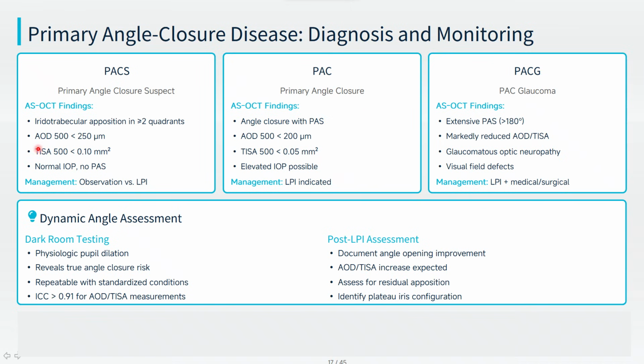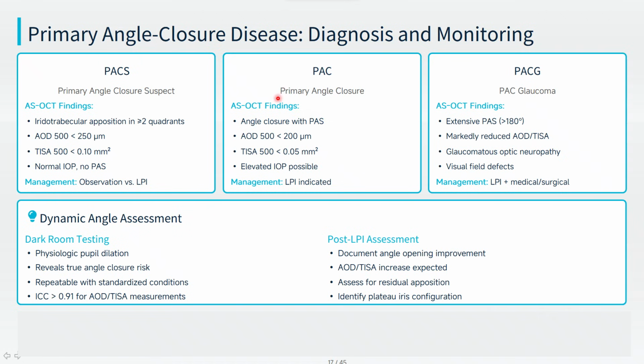And these are the parameters. For example, the angle opening distance will be less than 250. Here in acute angle closure, it will be less than 200. And in acute angle closure glaucoma, it will be much less. And you will find peripheral anterior synechia more than 180 degrees. Similarly, the variables for the TISA area, as I said, if it is 0.1, this is an occludable angle. If it is acute angle closure, you will find it less than 0.5 and so on.